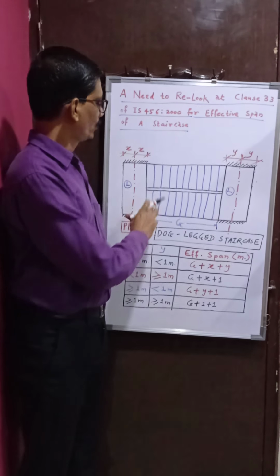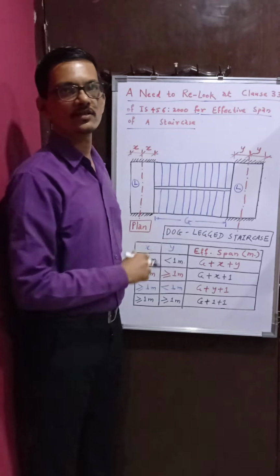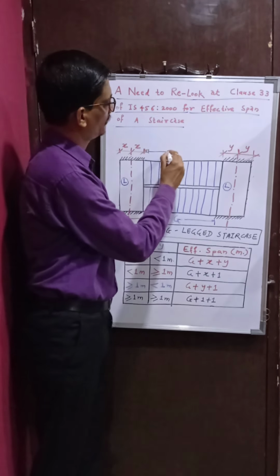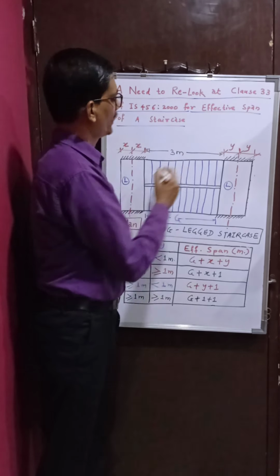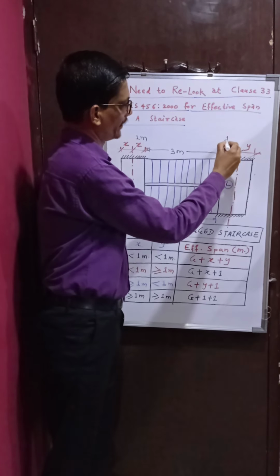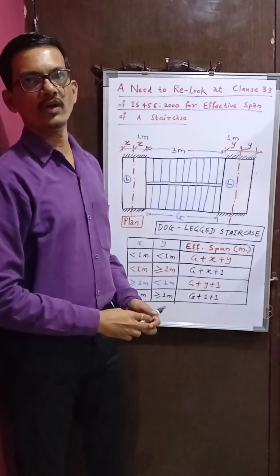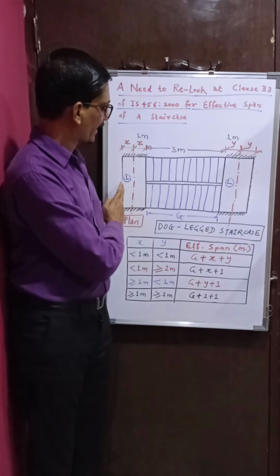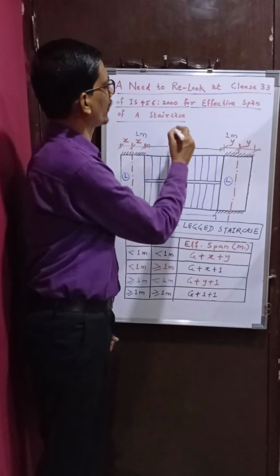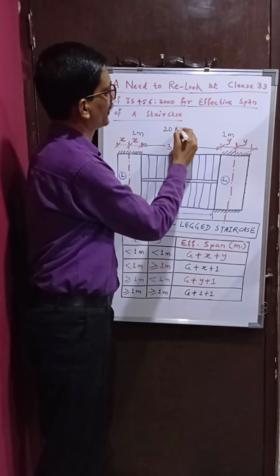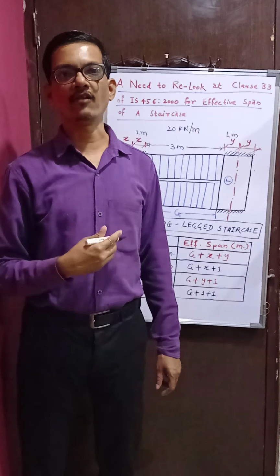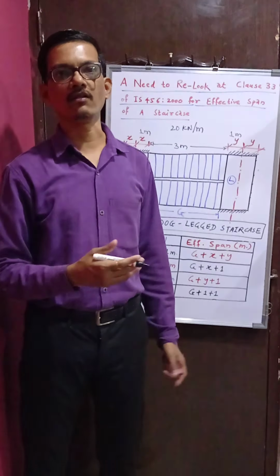Now suppose we consider this dog-legged staircase, and suppose the length of the going is 3 meter, and x is 1 meter as well as y is 1 meter. Now I will consider a factored uniformly distributed load acting from one end to another end as 20 kilonewton per meter. Factored UDL 20 kilonewton per meter. That means it will be inclusive of self weight, live load, floor finish, all these things.